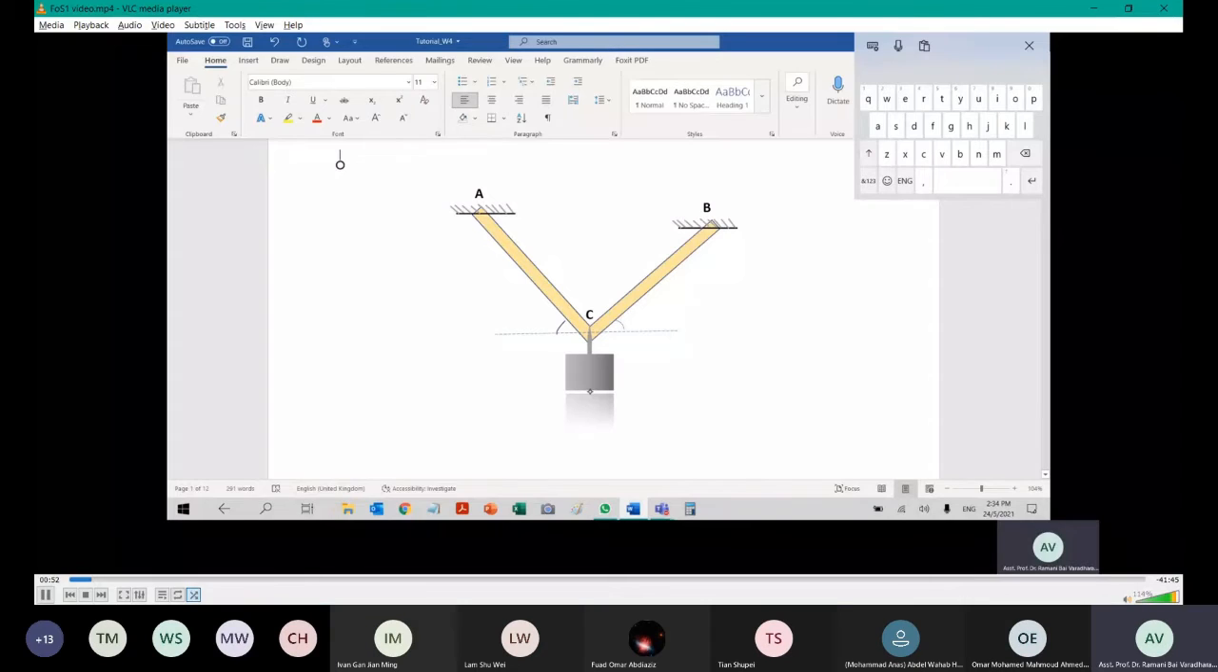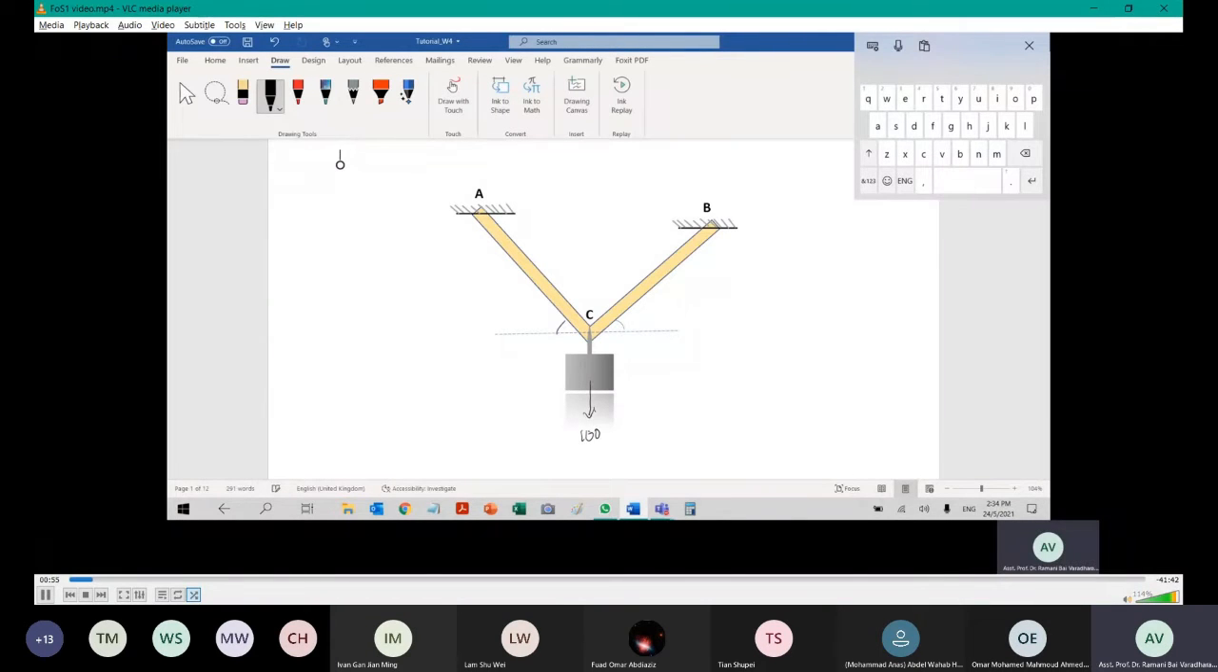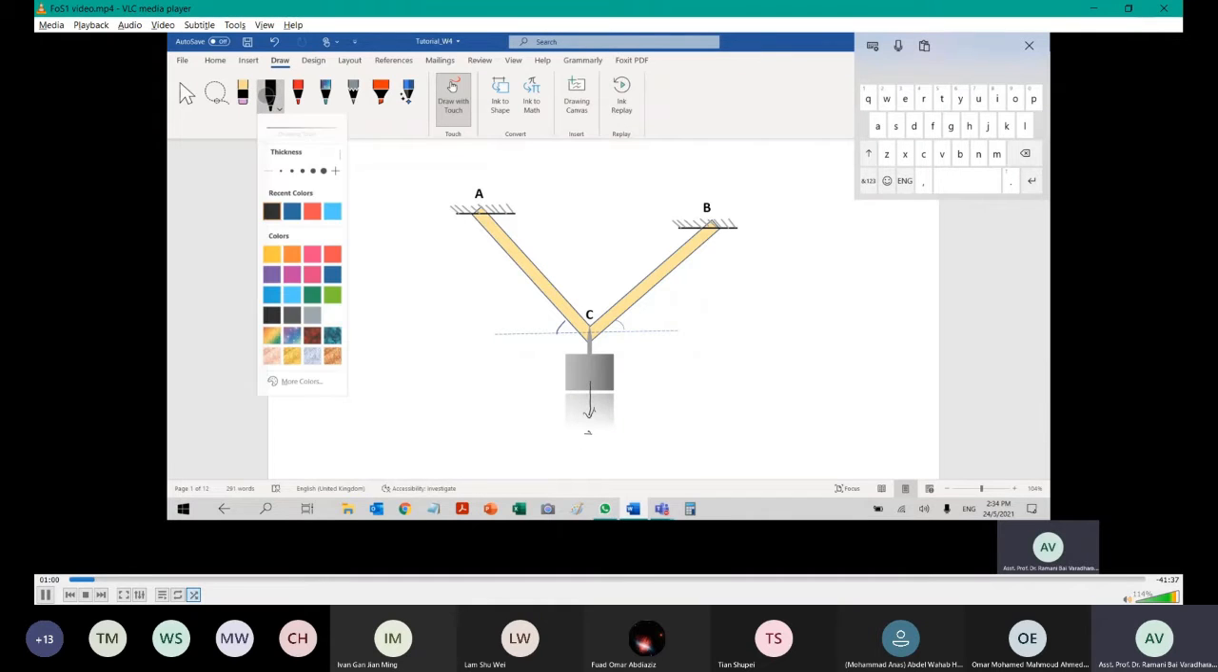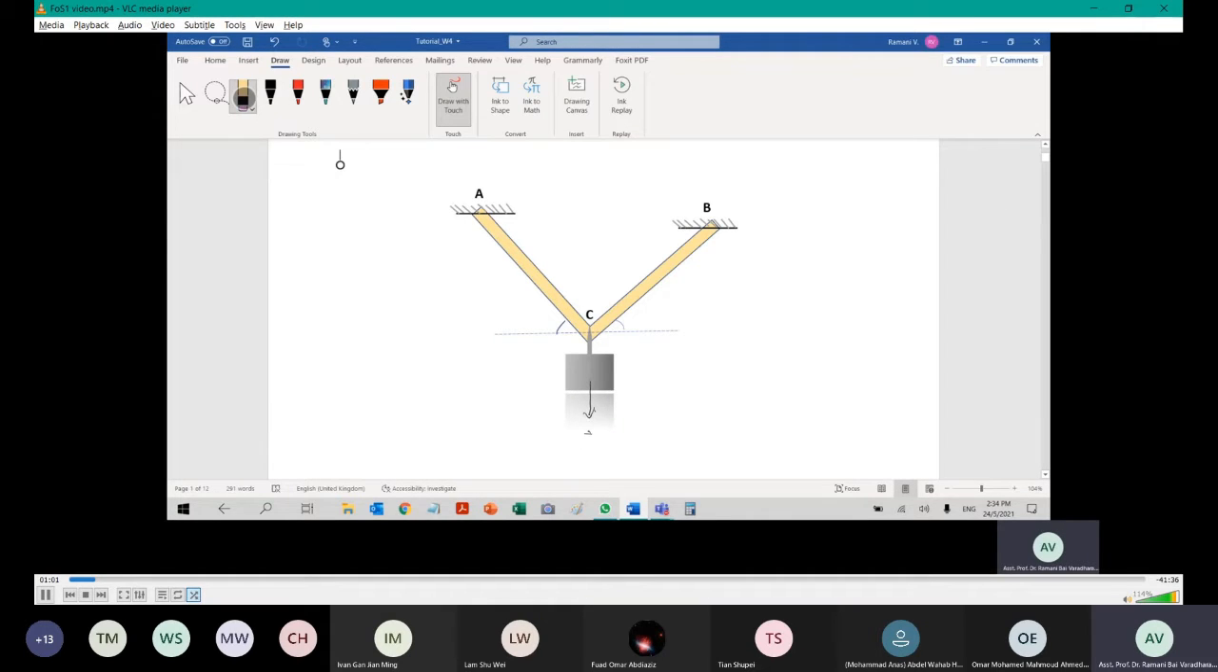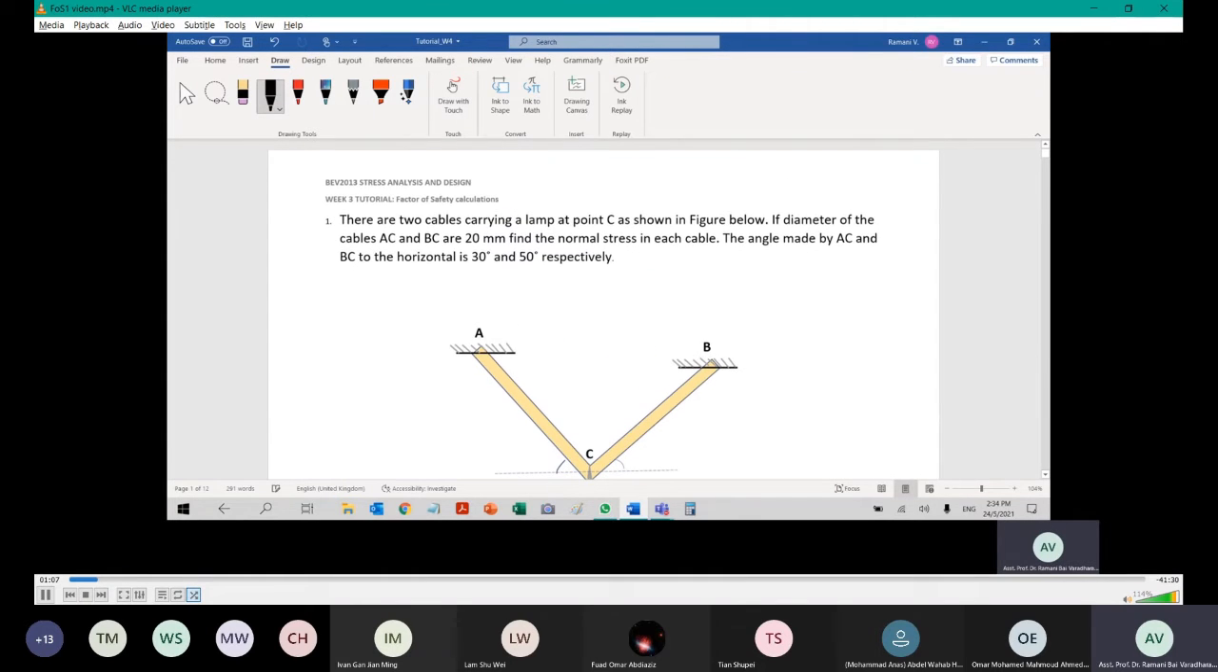Draw the diagram. The weight of this one is 100 newtons. The diagram is given there, so you can make use of it. And then what is given to you? The diameter is given as 20 mm each. Both are 20 mm.